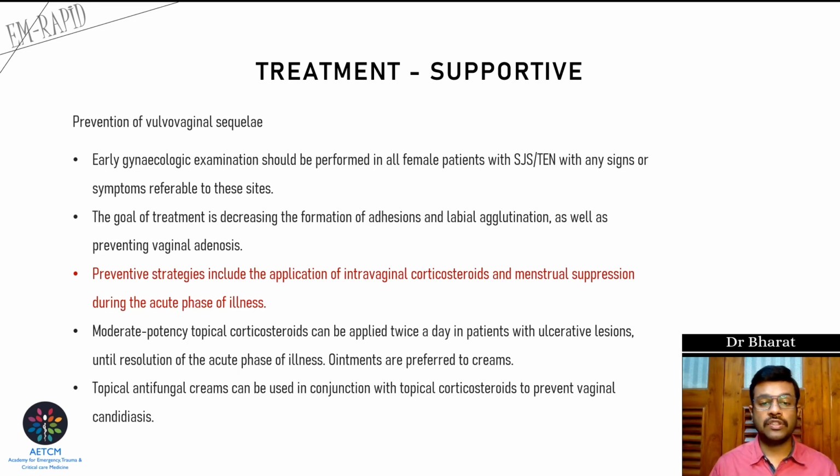The prevention of vulvovaginal sequelae is very important in SJS/TEN affected women. Early gynecological examination should be performed in all female patients with SJS/TEN with any signs or symptoms referable to these sites. The goal of treatment is decreasing the formation of adhesions and labial agglutination as well as preventing vaginal adenosis. Preventive strategies include application of intravaginal corticosteroids and menstrual suppression during the acute phase of illness.